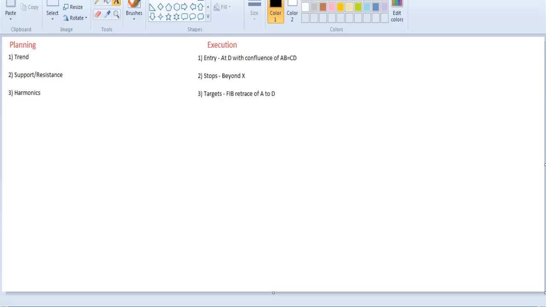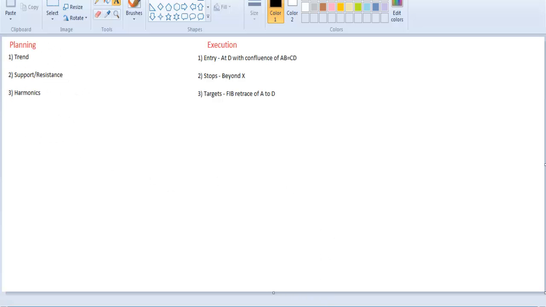These three factors I look at pretty closely, which is before I look at a harmonic trade, I like to know the trend and to see if there's any support resistance nearby, which my stops can go beyond it, alright? And if these two factors are there, only then will I take a trade should a harmonic pattern present itself. So these are my three factors of confluence for trading harmonics.